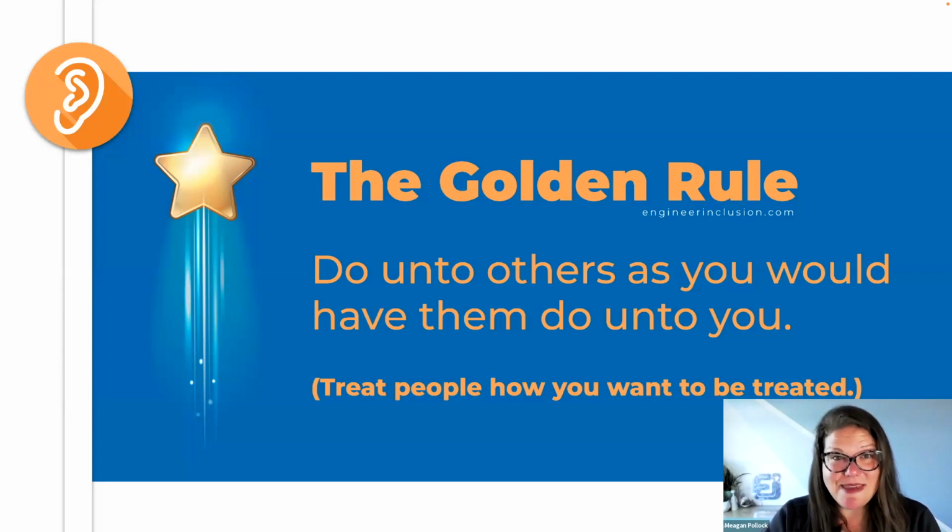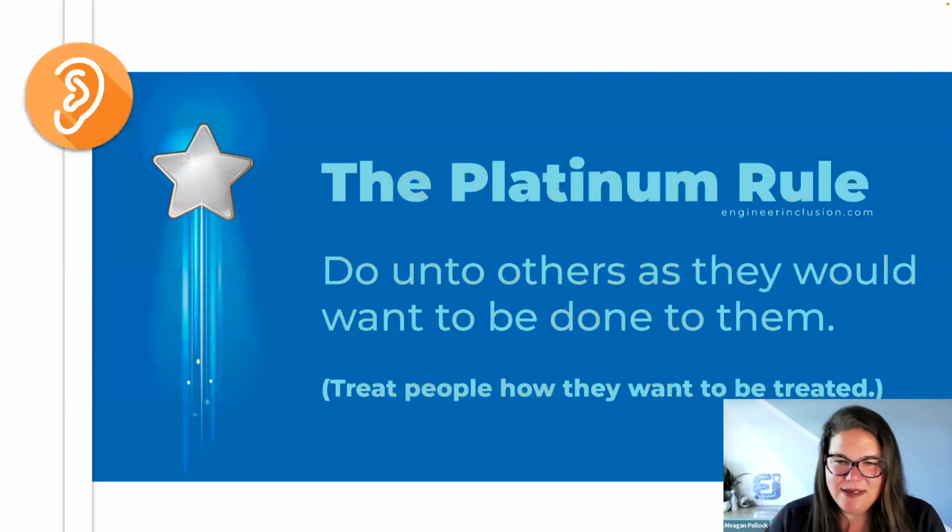It's prioritizing me, right? It's not prioritizing Manuel. Whereas the platinum rule, and I don't know who invented this, is a variation of the golden rule that calls for a more thoughtful approach when dealing with others. It asks that you do unto others as they would want to be done to them, aka treat others how they want to be treated.